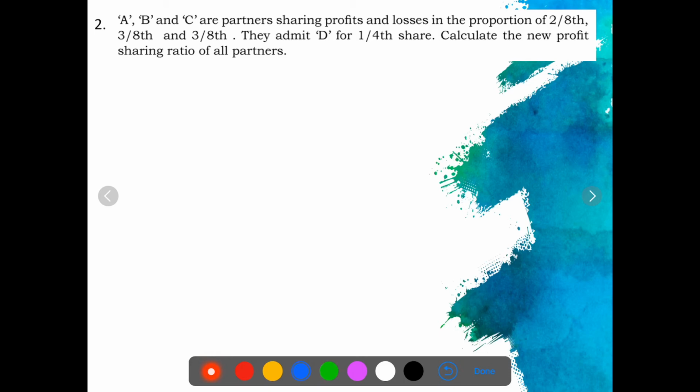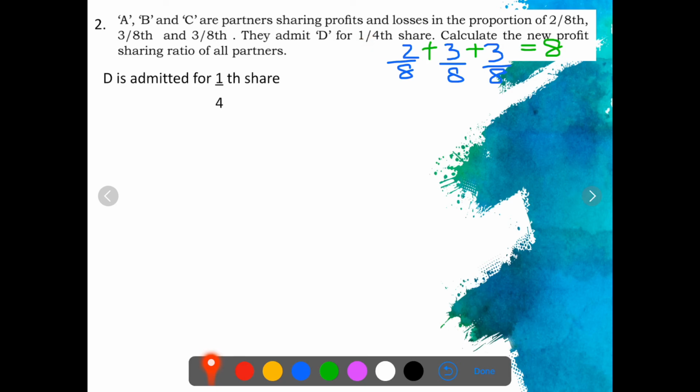The question says 2 by 8 is for A, 3 by 8 for B and 3 by 8 for C. If I add all this, I will get the answer as 8. So A's share is 2 by 8, B's share is 3 by 8 and C's share is 3 by 8. D is coming in for 1/4 share in profit. We need to calculate NPSR. Let me write it as D is admitted for 1/4 share. Remaining share we need to calculate.